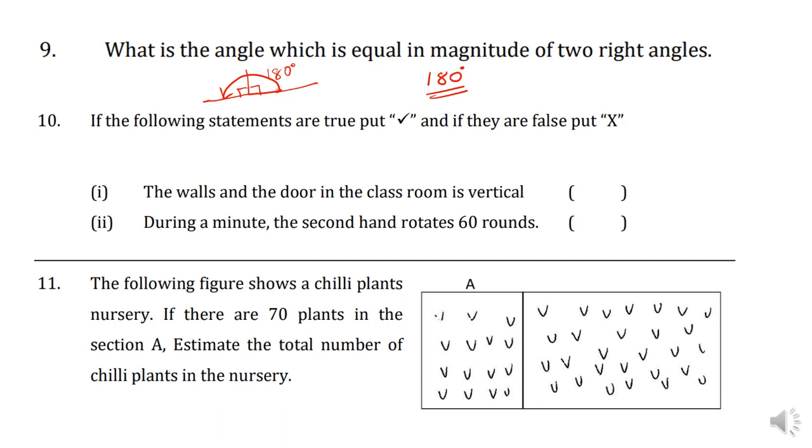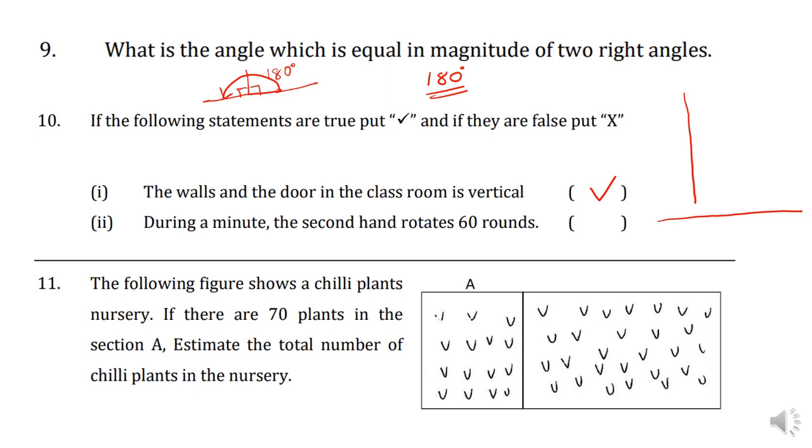If the following statements are true, put this tick mark, and if they are false, put this X mark. So let's see whether these are true or false. The walls and the door in the classroom are vertical. Actually, walls and doors are vertical. That's right. Vertical means something like this way. Horizontal means something like this. So, the floor of the class is horizontal. The walls of the class are vertical, right?